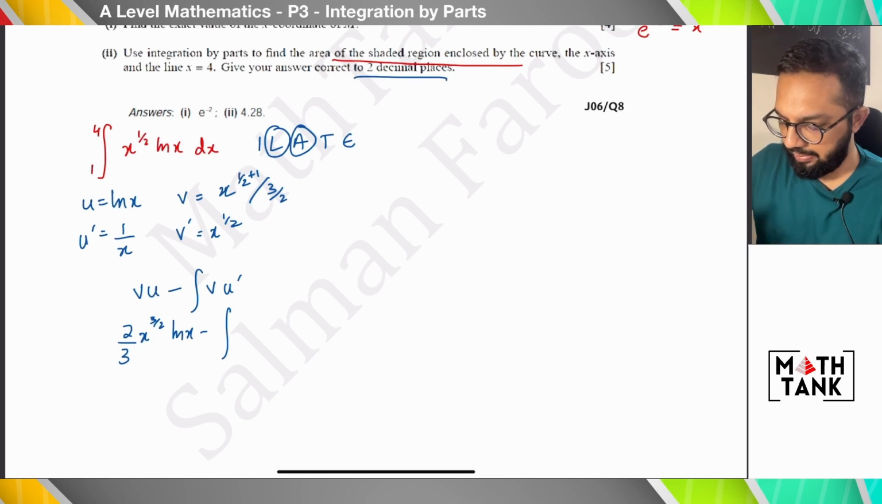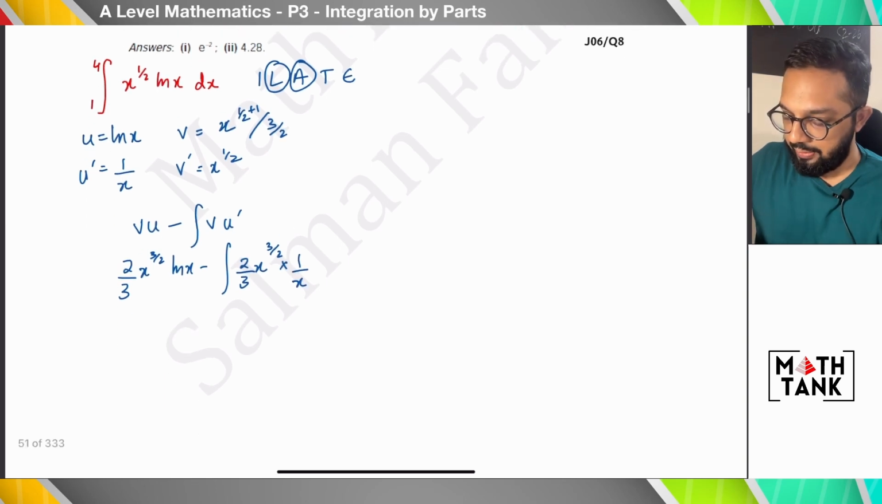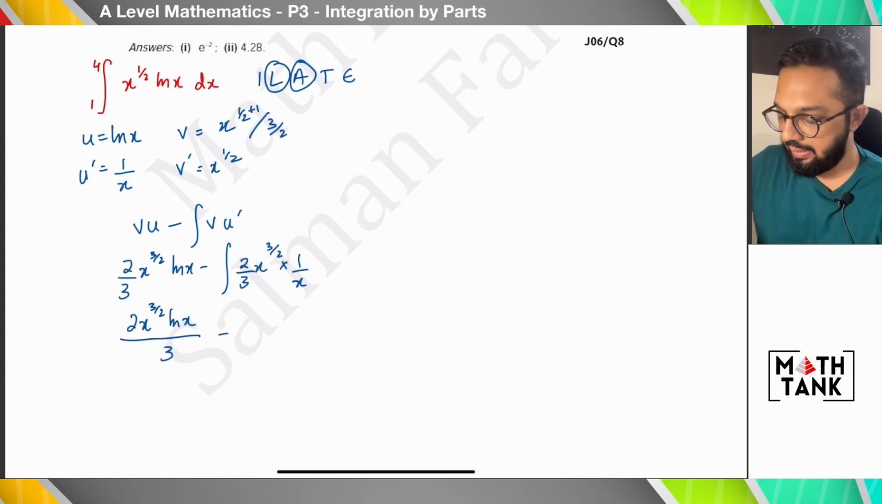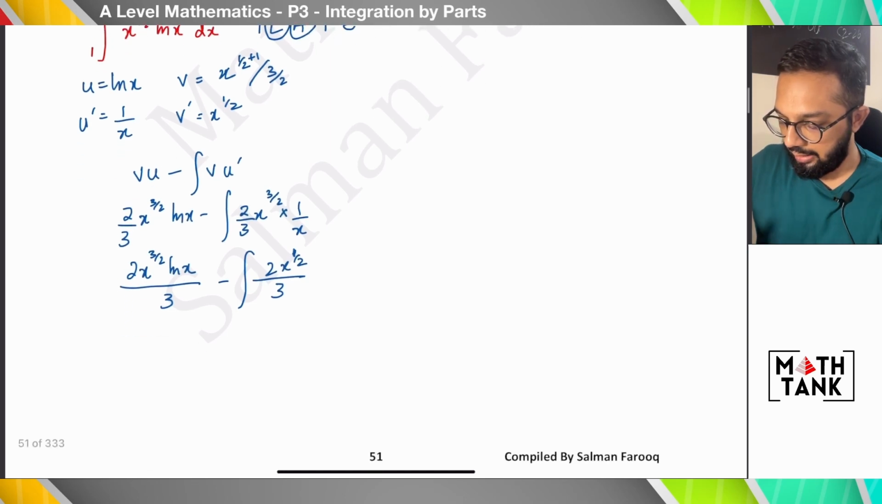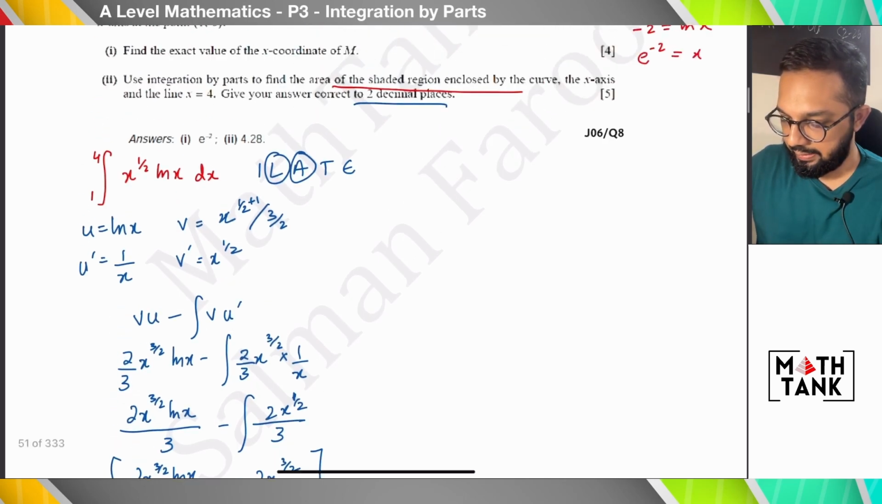Giving your answer correct to 2 decimal places, I can use my calculator to do all of that. I don't need to do this manually. 2 over 3 x power 3 over 2, and I have 1 over x. So 2x power 3 over 2 ln x over 3 minus integration of, again the powers get subtracted first, so I'm left with half in the numerator. Again integrating this, 2x power 3 over 2 again, so 3 into 3 over 2. Okay, and I have the limits 1 to 4.